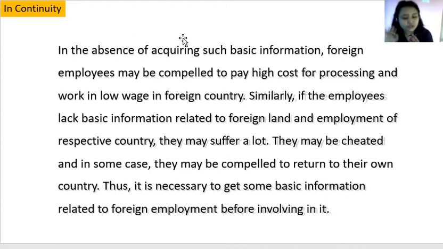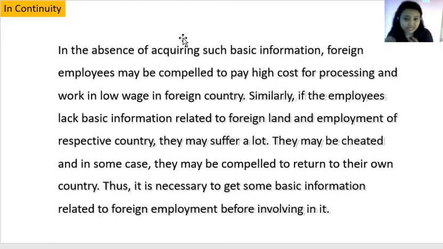Suppose you will not be going into foreign countries for employment, but maybe you see someone going, or someone who is willing to go to foreign countries. Then you can suggest to them to ask whether they have every idea and basic information regarding foreign employment. Whether he will be able to give the answer or not depends on how much information he has acquired.